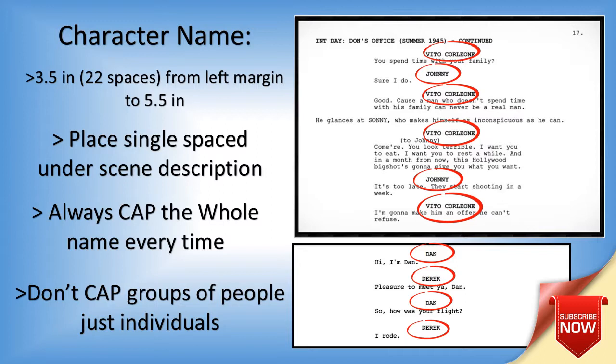Vito Corleone, and then he says whatever he says, and then he goes to the next character that he's talking to, Johnny, and then the dialogue goes back and forth. I'm just showing you that no matter what happens, when you have two characters or however many characters talking with the dialogue, the names are always capitalized.